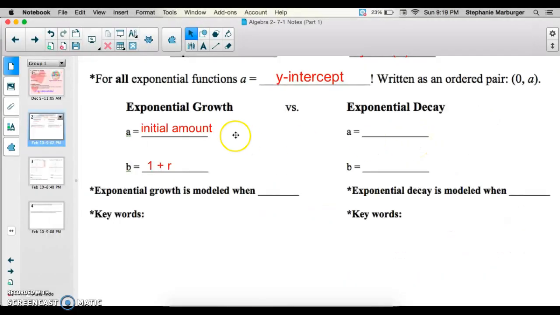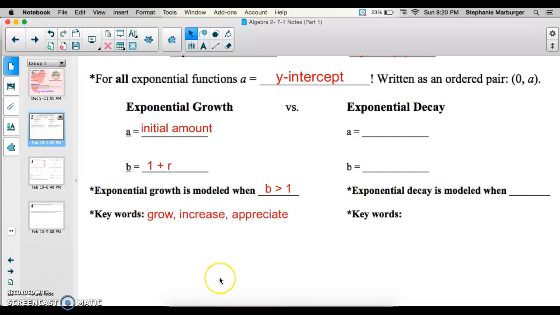So back to the 1 plus R. Again, R is the rate, and exponential growth is modeled when the B value is greater than 1. So obviously if B is equal to 1 plus anything, then it's going to be greater than 1. So if you have 1.01, that is still modeling exponential growth. If you have 1.9, also still modeling growth because B is greater than 1. So that's the key thing. We need to make sure that B is always greater than 1.